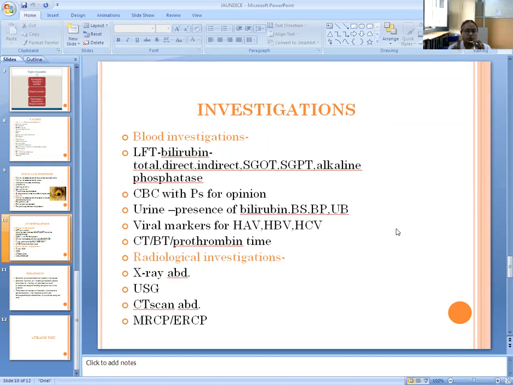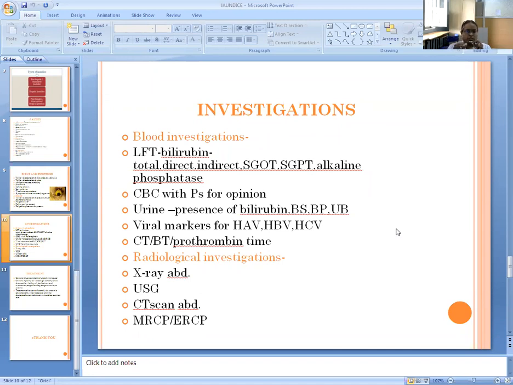For that, you have to do liver function test. Liver function test includes bilirubin level, direct as well as indirect. Then liver enzymes like SGOT, SGPT, alkaline phosphatase, and protein levels, serum albumin level, globulin level and total protein level. The complete liver function test includes measurement of serum proteins, measurement of bilirubin level, direct as well as indirect, and measurement of liver enzymes, SGOT, SGPT, alkaline phosphatase. This all constitutes the complete liver function test.